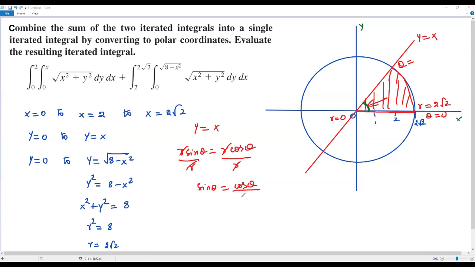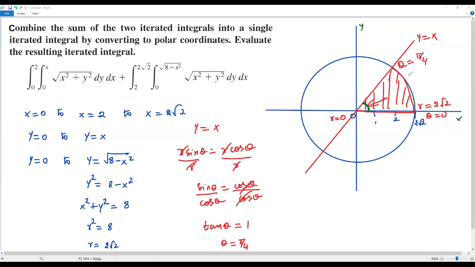Then I divide both sides by cosine theta. When I do so, the cosine theta will cancel out. Sine theta over cosine theta is tangent theta using the trigonometric identity. So now we have to get the angle measure theta for which the value of tangent is 1. Tangent theta equals 1 in the first quadrant, because the region bounded is in the first quadrant. In the first quadrant, when tangent theta is equal to 1, theta is equal to pi over 4. So I got pi over 4 here.